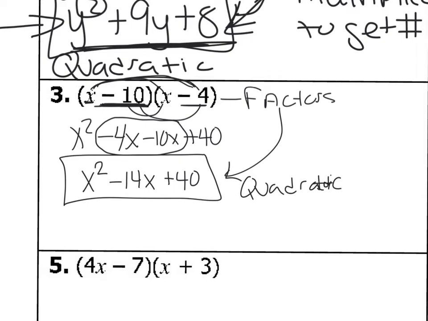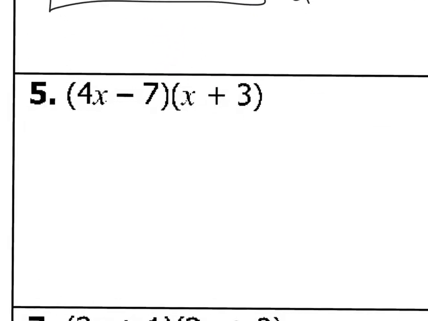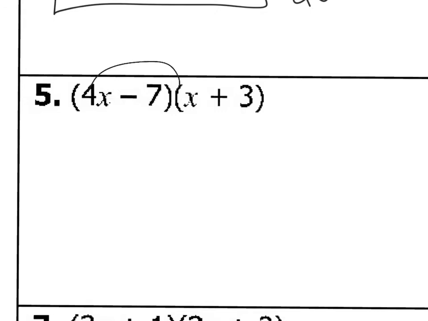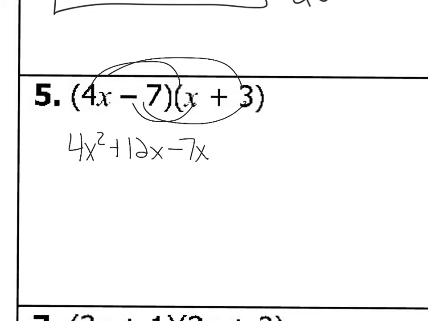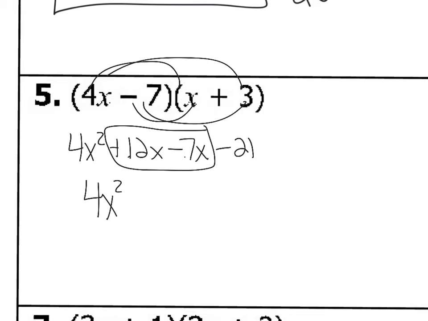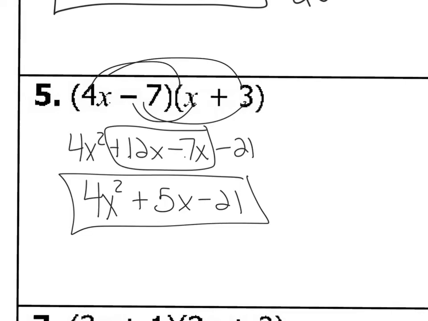Okay. All right, let's multiply this one. 4x times x, 4x squared. 4x times 3 is 12x. Negative 7 times x, negative 7x. Negative 7 times 3, negative 21. Combine your like terms, 12 minus 7. So you get 4x squared plus 5x minus 21. So there's your answer.